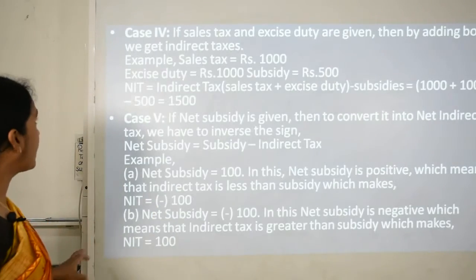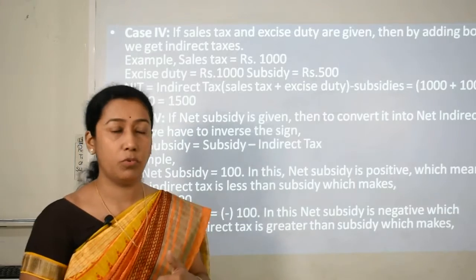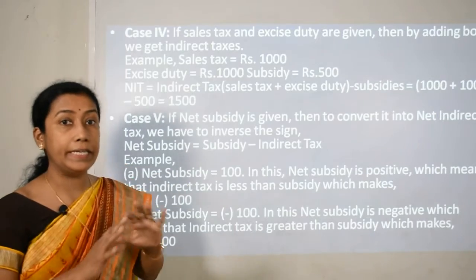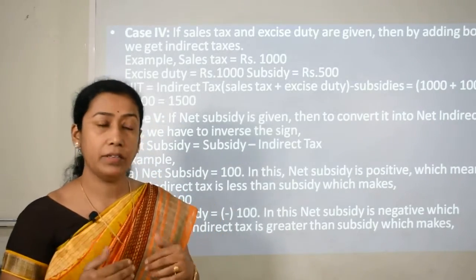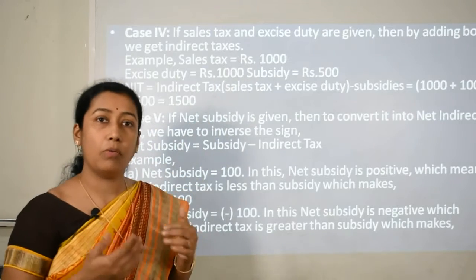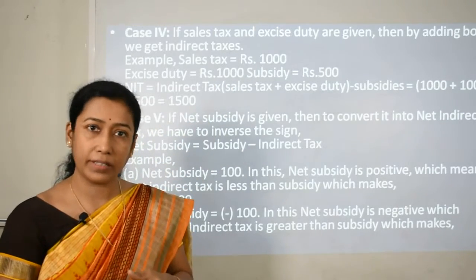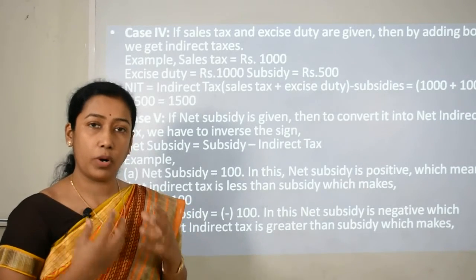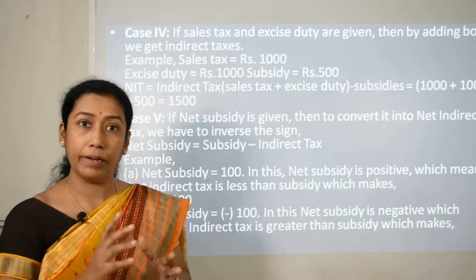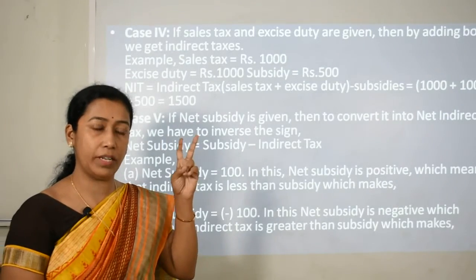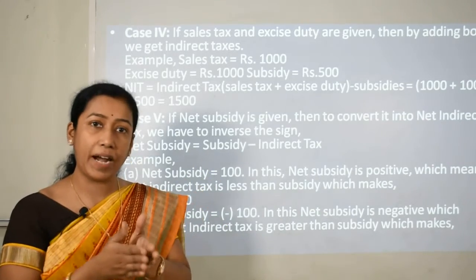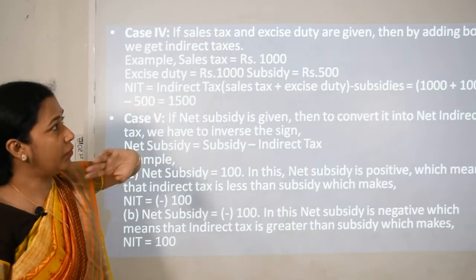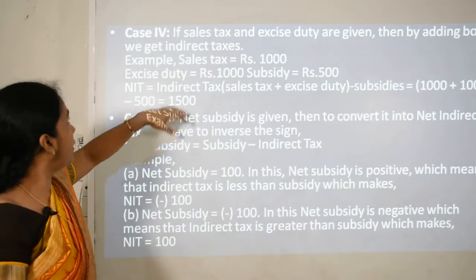Now the fourth case, again we will see some more cases. Here, sales tax and excise duty are given, that is, indirect tax is not given. In place of that, we have sales tax and excise duty. What are sales tax and excise duty? They are actually indirect taxes only. Sales tax and excise duty are examples of indirect tax. So when indirect tax is not given but these two are given, we add both to get the indirect tax.